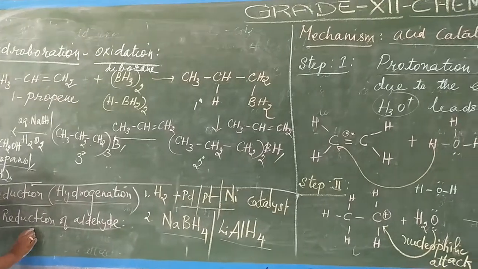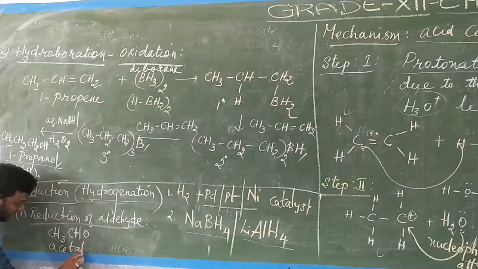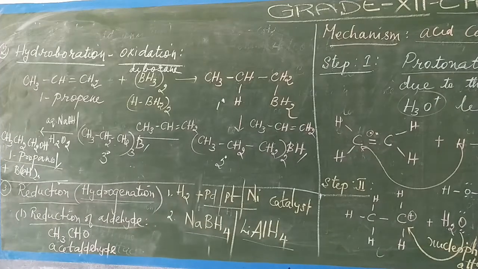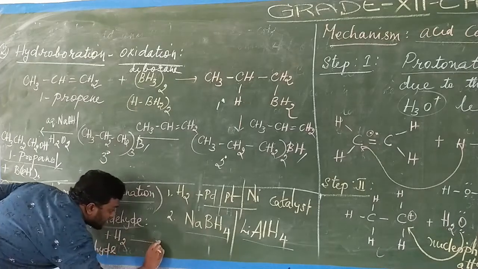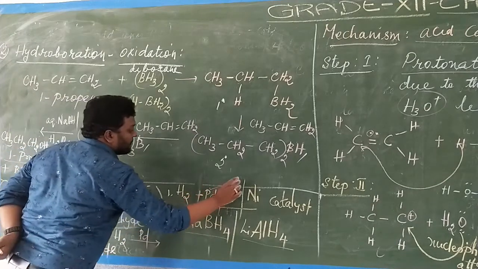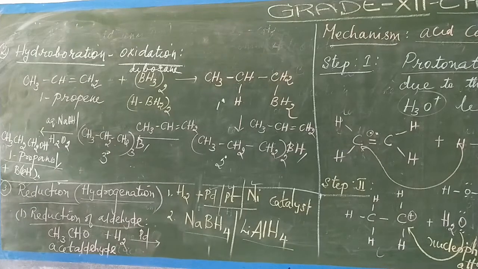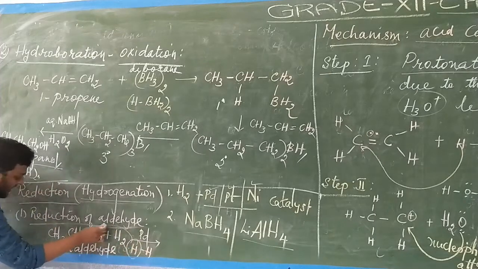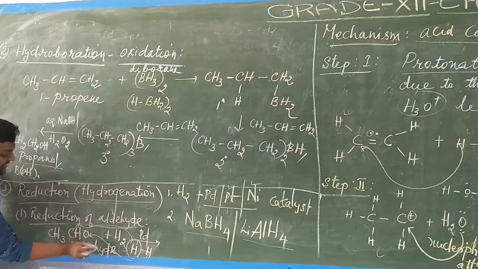Aldehyde, that is CH3CHO. This is called what? Acetaldehyde. I am taking acetaldehyde. This acetaldehyde on treatment with hydrogen in the presence of palladium as a catalyst, either palladium, platinum or nickel, finely powdered. If the hydrogen is split, H-H, one of the hydrogens will get attached to this carbon. The other hydrogen will get attached to this oxygen.